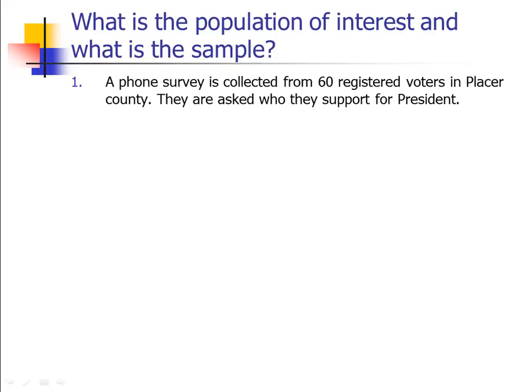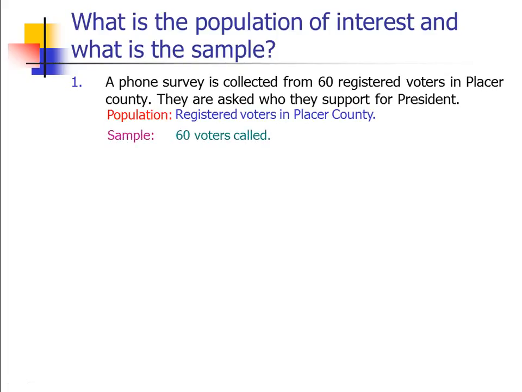So we have a phone survey collected from 60 registered voters in Placer County. They are asked who they support for president. So when you look at this, my population is all of Placer County, so it's all the registered voters in Placer County. That's what I care about. My parameter is I'm trying to figure out what percent would support one candidate over another. So it's going to be a variety of different things. There is an exact amount, we just don't know what it is. My sample is simply the 60 voters called, and whatever they responded would be my statistic.